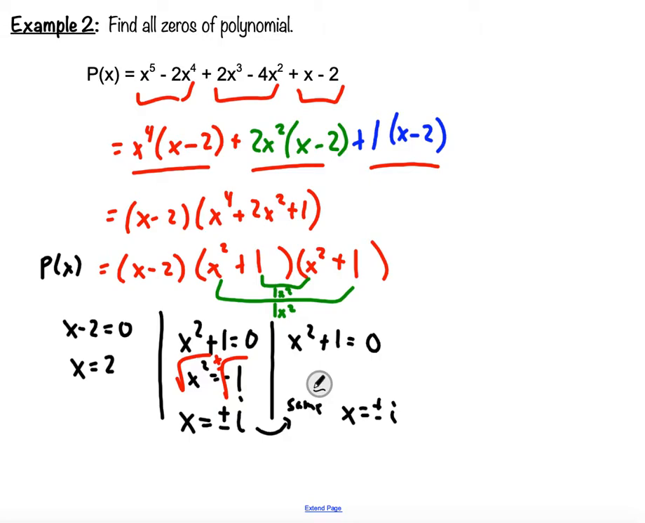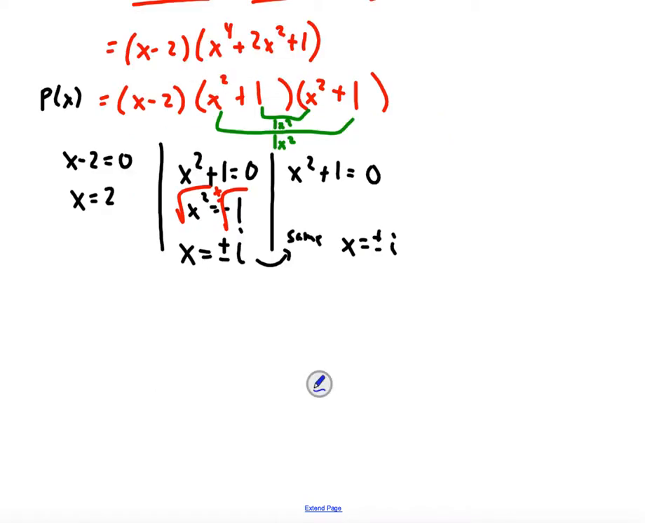So let's list out our zeros. We have x equals 2, and that has a multiplicity of 1. We had x equals i, because it occurred over here, it's a plus i right here, and a plus i over there, so it has a multiplicity of 2.